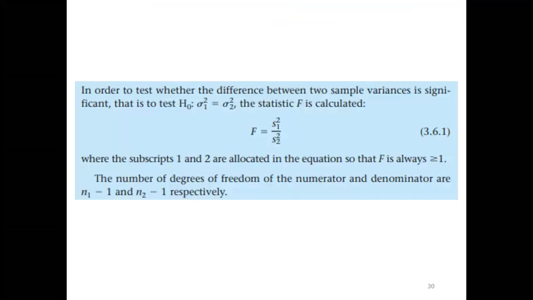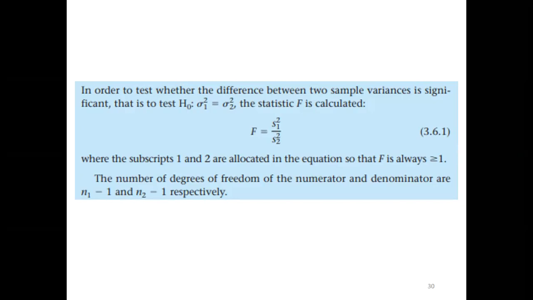Just to test whether there is a difference, we perform the F-test, and we test whether the difference between two sample variances is significant. Sample variance is the square of the standard deviation. That is how we find the sample variance. Here we are testing whether the sample variances of the two methods have a significant difference.